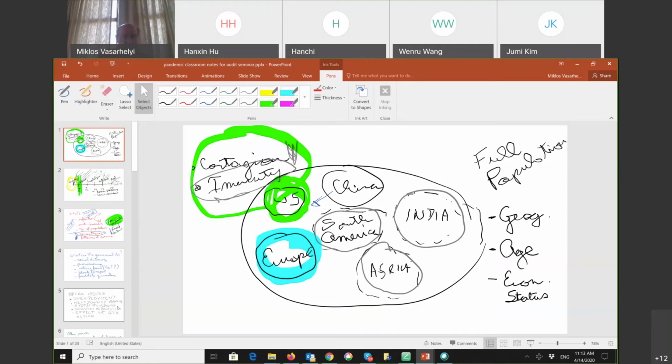But I think some thoughts about full population testing or sampling and extrapolation that we've done in auditing are applicable here. Yeah, go ahead.